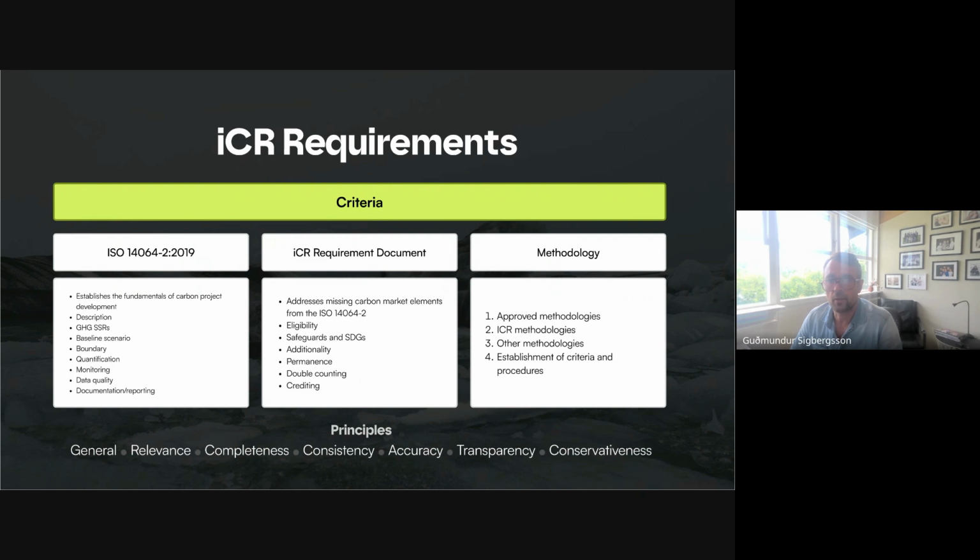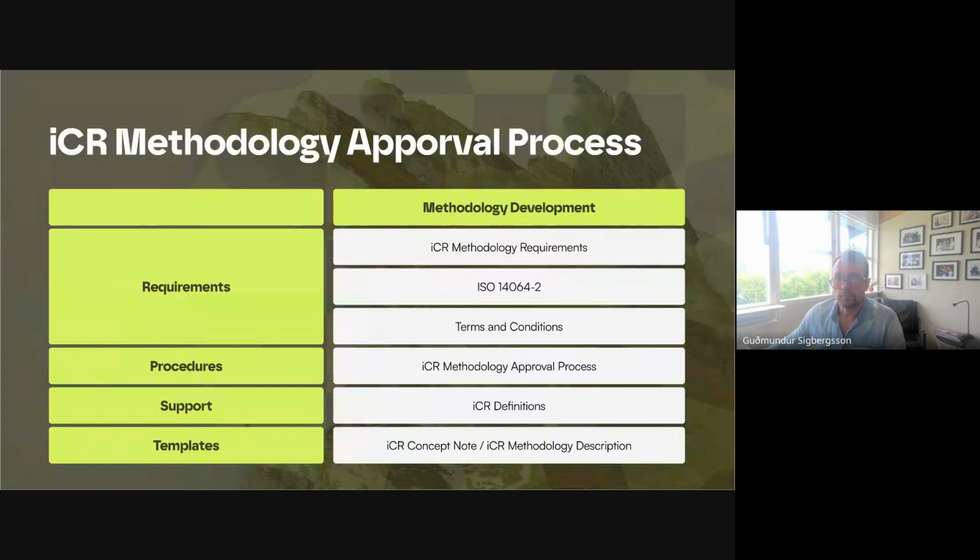They define how projects determine baselines, establish boundaries, quantify impacts, monitor data, assess leakage and permanence, and demonstrate that the resulting benefits are real, measurable, additional, transparent, conservative, and verifiable. To support the developers, ICR provides methodology requirements, templates, definitions, and process requirements or documents.